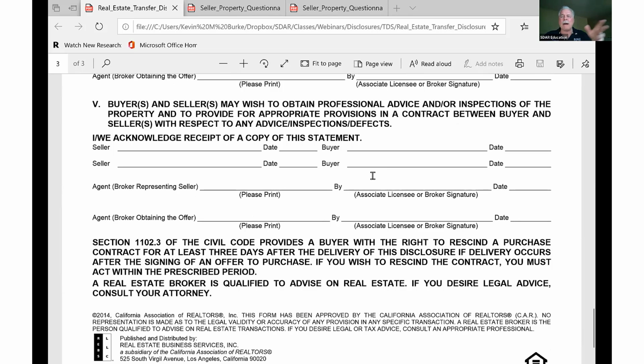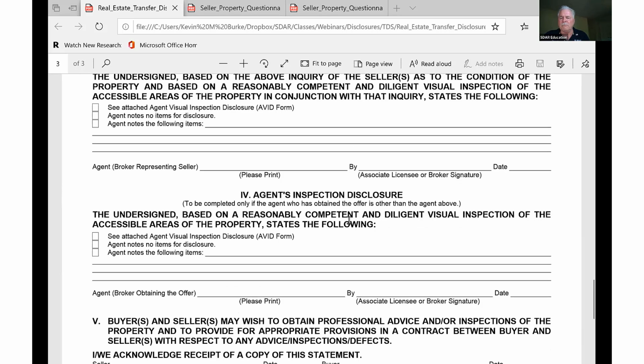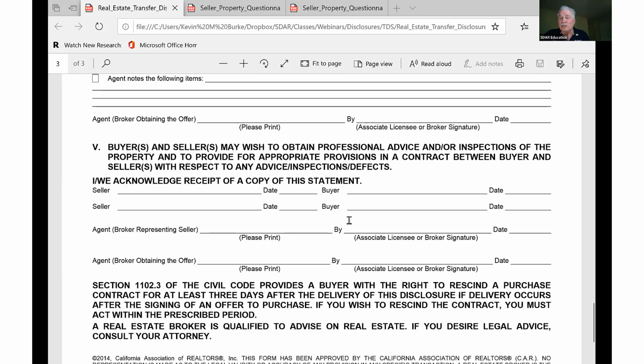I see most commonly I'll get one of these where the seller has already signed this and the listing agent has already signed it, but the buyer's agent hasn't filled out their portion yet. So guess what? Yeah, you need to get them to sign it again. It's a statutory form. Okay.